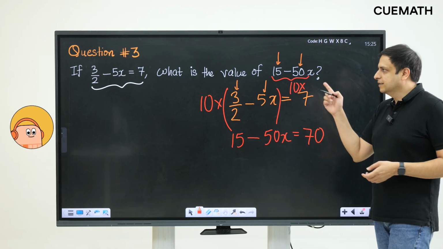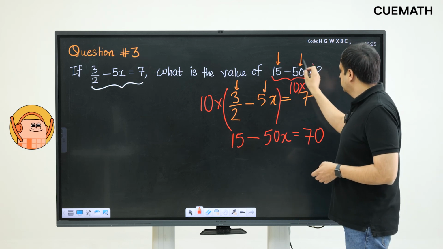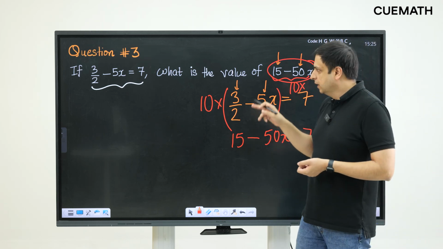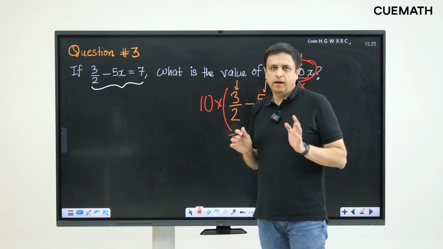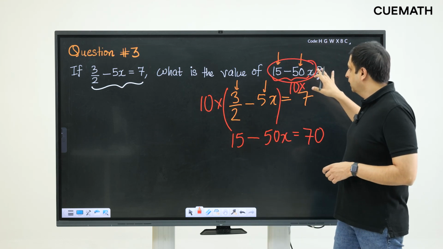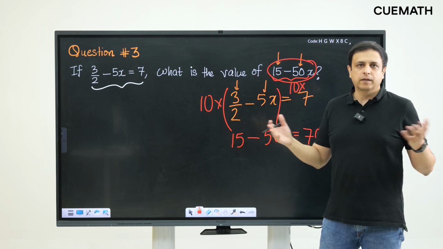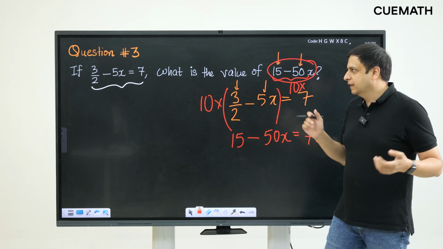And that's it, I'm done. The value of this expression is 70. So find only what you need to. In this case, you did not need to find the value of x, you needed to find the value of this expression. So just by modifying the given equation, multiplying it by 10 on both sides, we get the desired value.